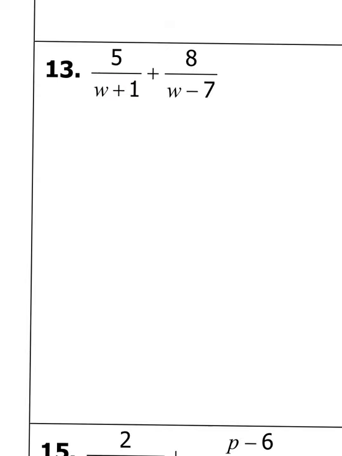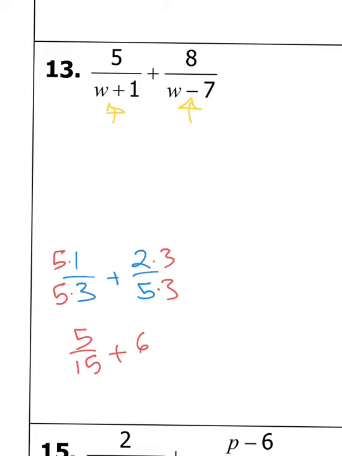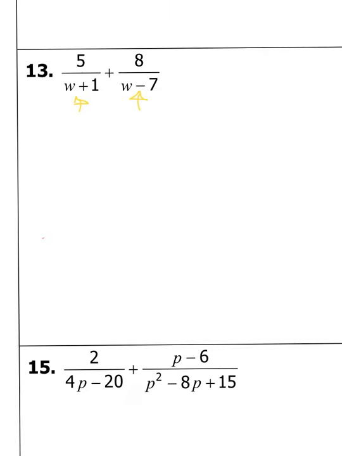All right, 13. Unfortunately, we can't factor the bottom. So what are we going to do? Well, if we had something like 1/3 plus 1/5, how would we figure out a common denominator? We could always just multiply them by each other, which means we would have to multiply the tops, and we would get 5 over 15 plus 6 over 15, and then we get our answer. So we're going to have to actually do that for this guy as well. We're just going to multiply by each other.